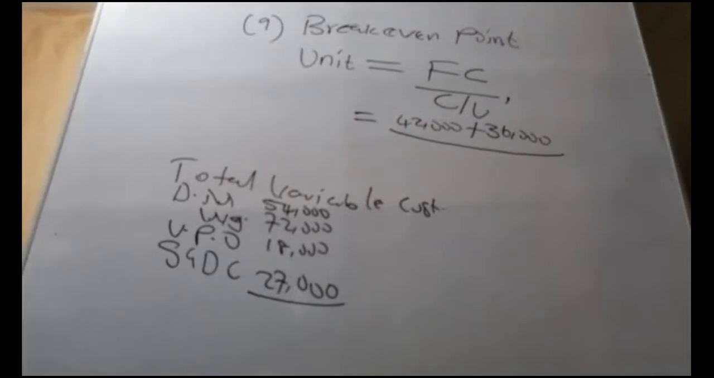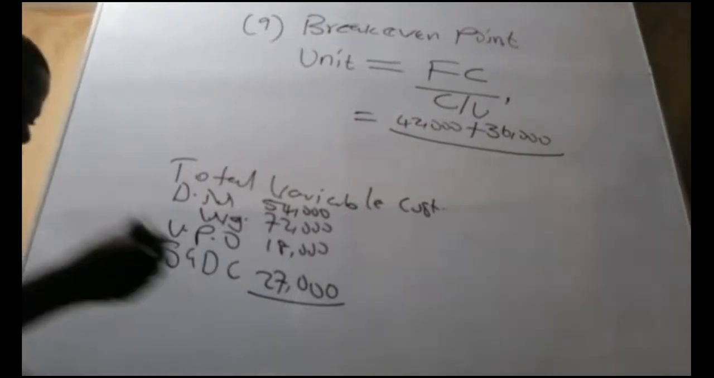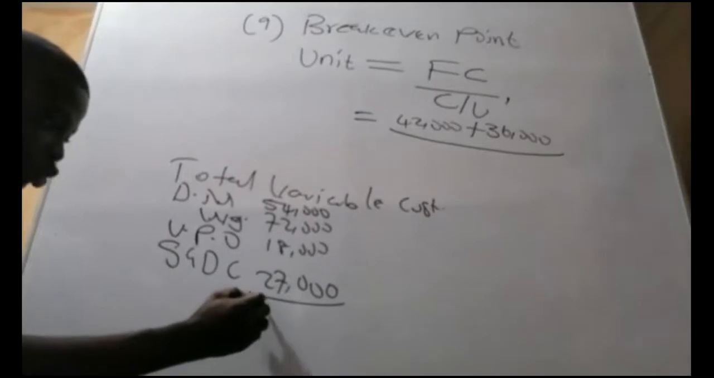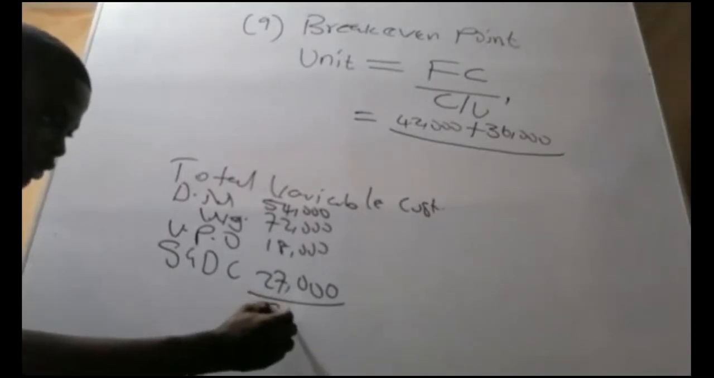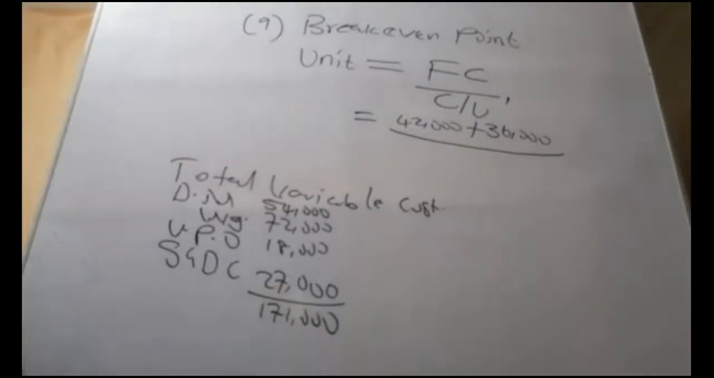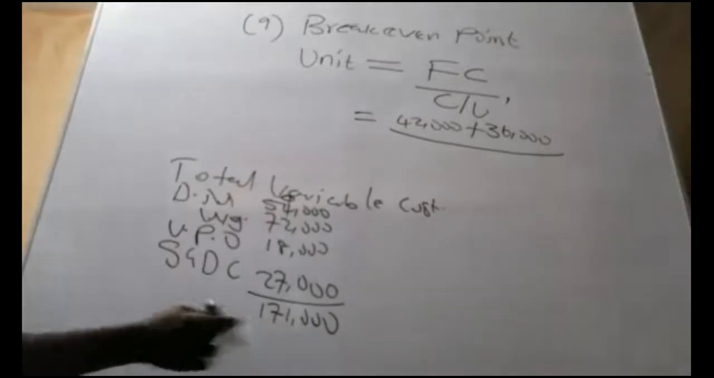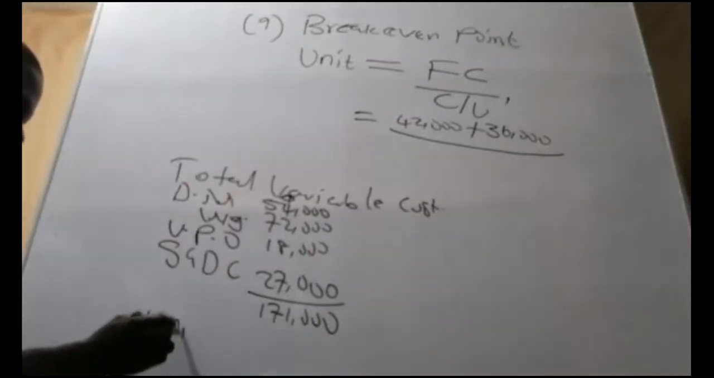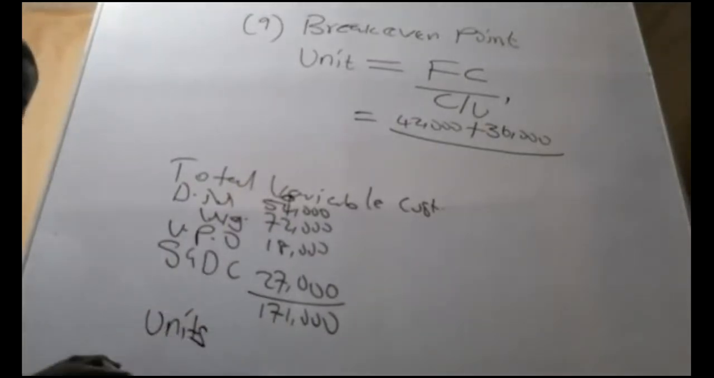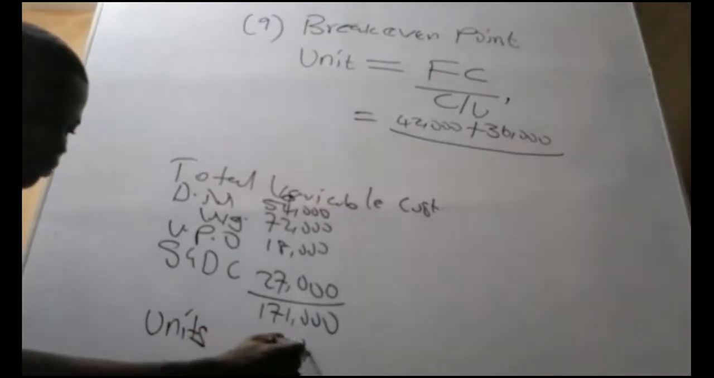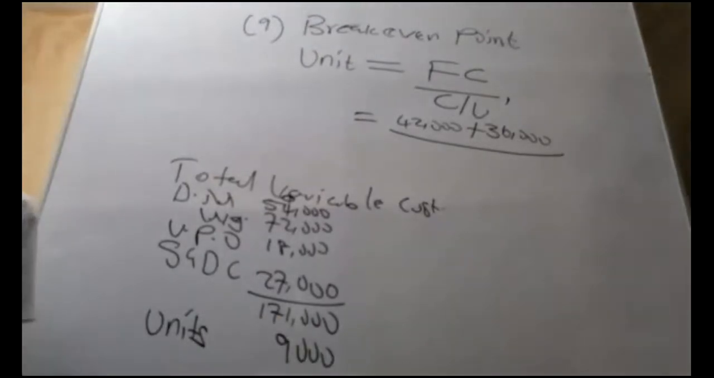Now let's continue. Total variable cost will be 171,000, right? So who can find me the variable cost per unit? How many units? Number of units produced and sold. It's 9,000, right? Let's pick it from the question.